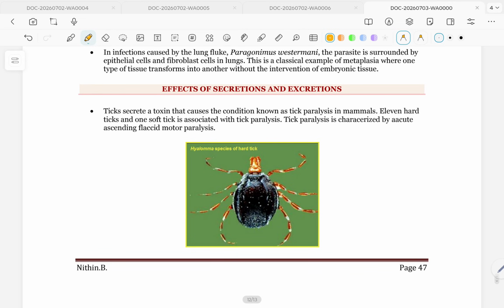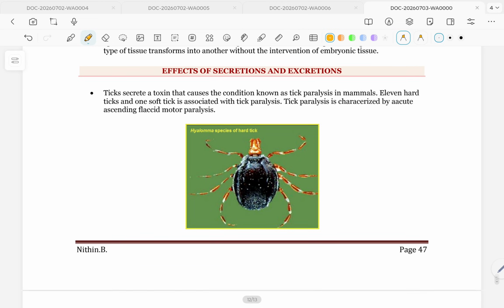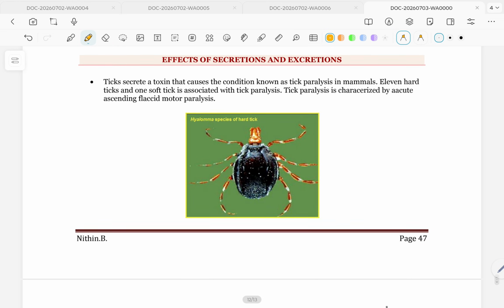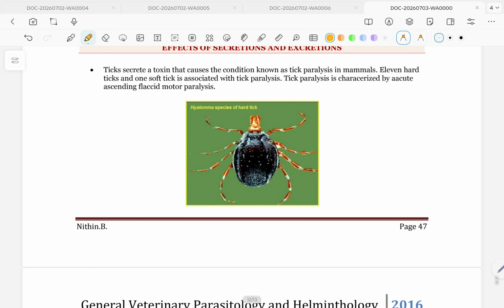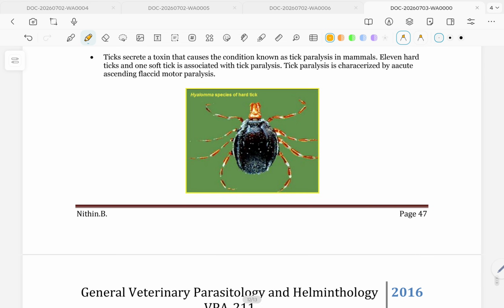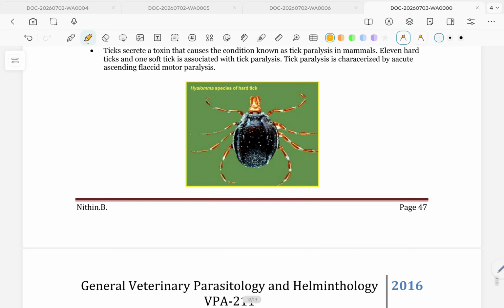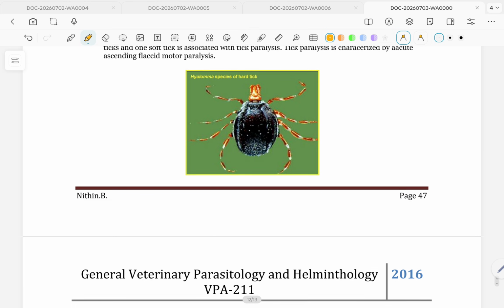Effect of secretion and excretion. Ticks secrete a toxin that causes the condition known as tick paralysis in mammals. Eleven hard ticks and one soft tick are associated with tick paralysis. Tick paralysis is characterized by acute ascending flaccid motor paralysis.